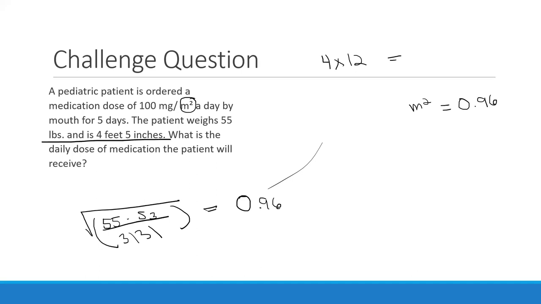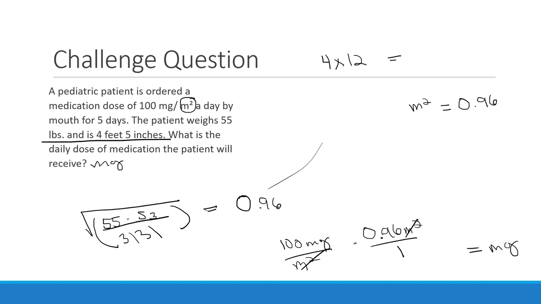What is the daily dose of medication the patient will receive? So I'm looking for milligrams. So we can just do dimensional analysis. I'm going to put equals milligrams here. So when I'm looking for milligrams, I'm going to put 100 milligrams on top over m squared. And this is just 0.96 over 1.